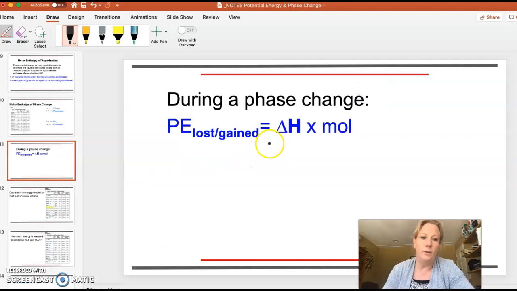So now that we know how to read the molar heat, or enthalpy change, of those different phase changes, we can calculate exactly how much energy, potential energy, is either lost, given off, or absorbed, taken in, by taking the enthalpy of the phase change and multiplying it by the number of moles.